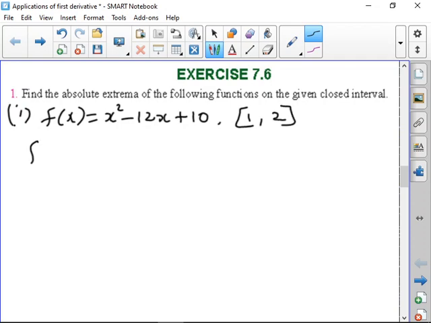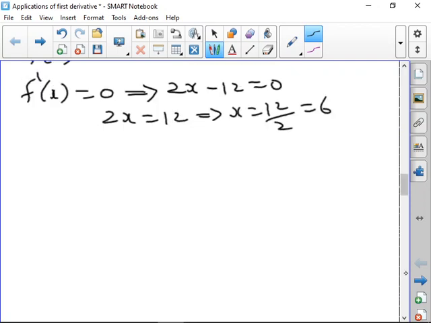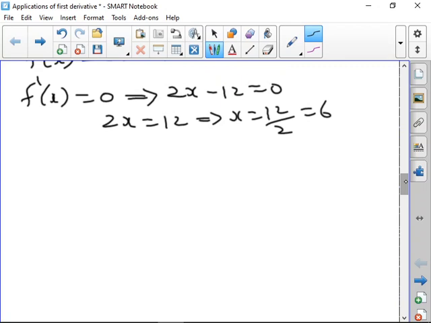Okay, so now you find f dash of x. First step, 2x minus 12. Put f dash of x is equal to 0. அப்போ உனக்கு என்ன கிடைக்கும்? 2x minus 12 is equal to 0. 2x is equal to 12. So we get x is equal to 12 by 2, which is equal to 6.